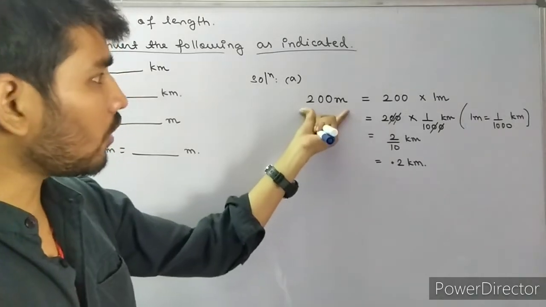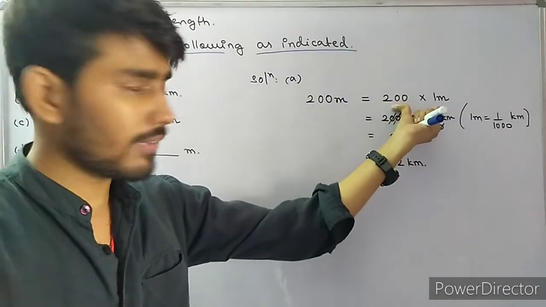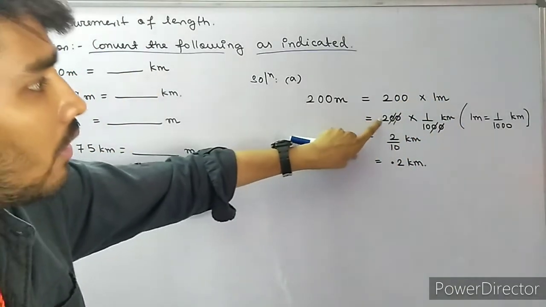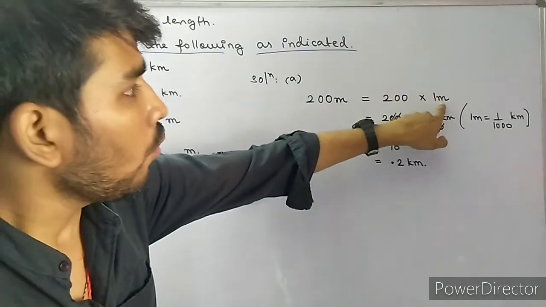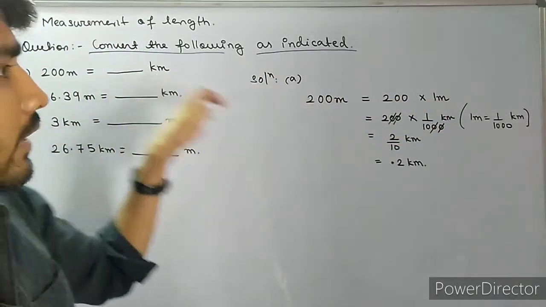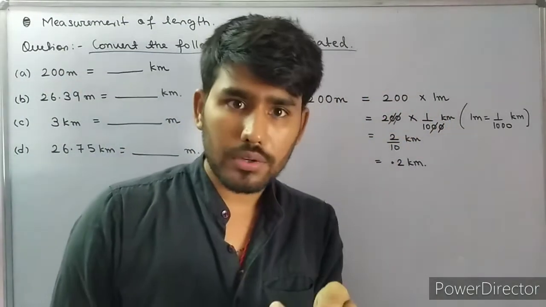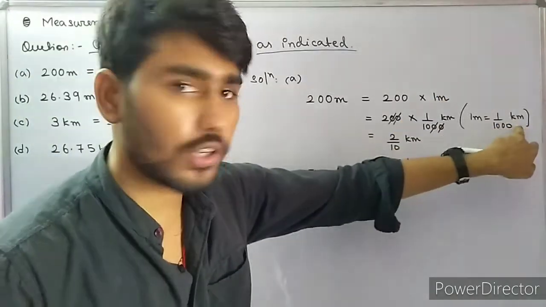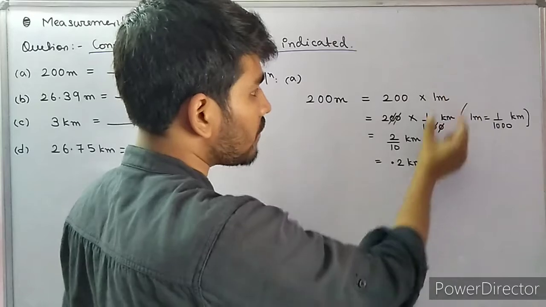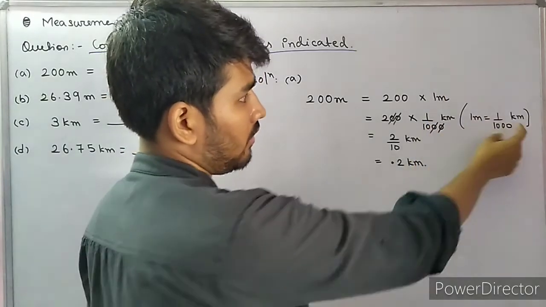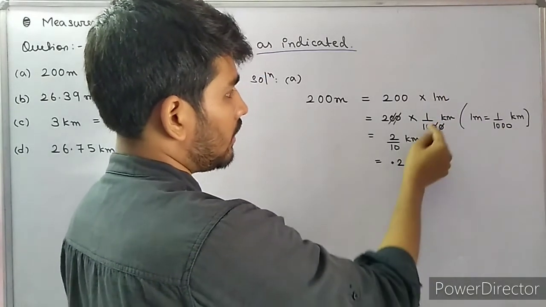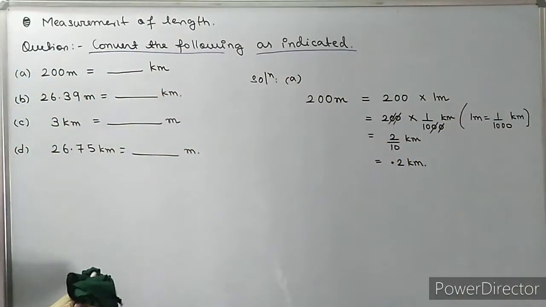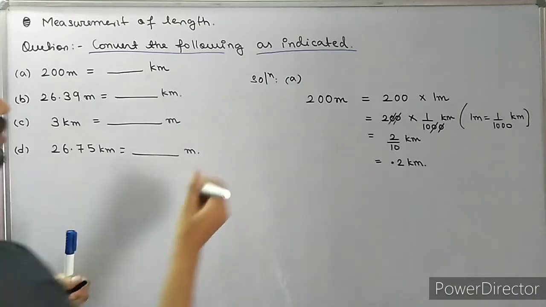First you write the question, then write it in this manner. Magnitude into its unit. Then 200, I have to convert this meter into kilometer. But I know that meter is a smaller unit. How much smaller? 1000 times smaller. So 1 meter is equal to 1 by 1000 kilometer. So instead of 1 meter, I have just written 1 by 1000 kilometer. Then finally, cancel out, 2 by 10, 0.2. Just shift the decimal place. Is it clear? So next, we'll solve number B.